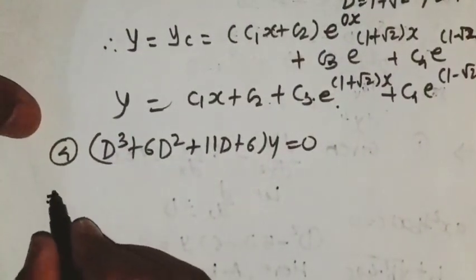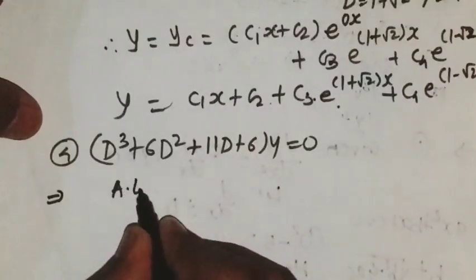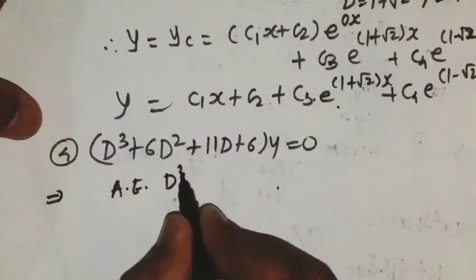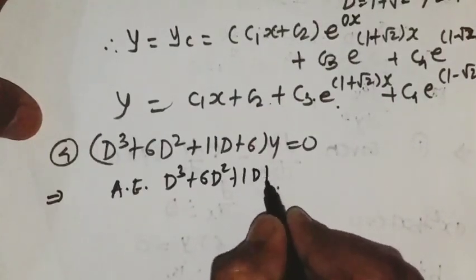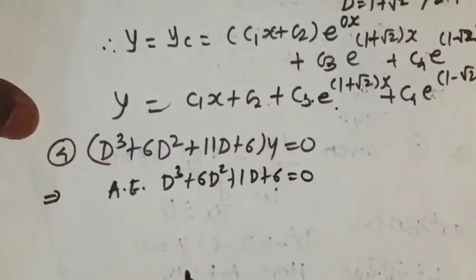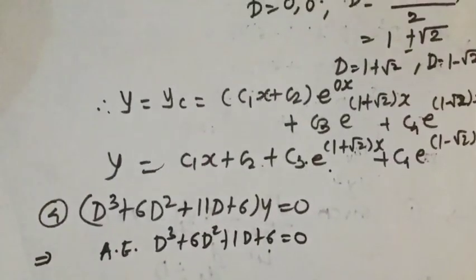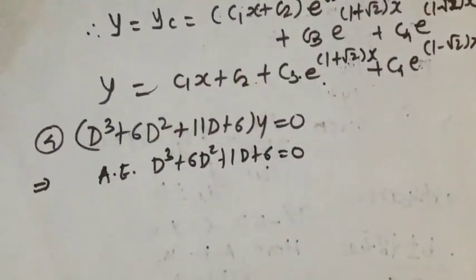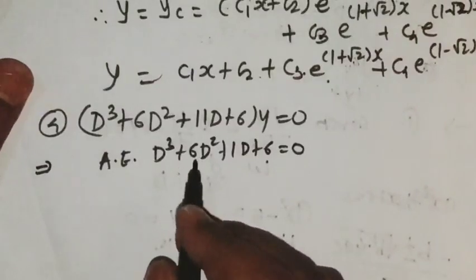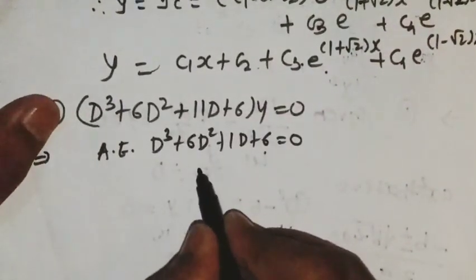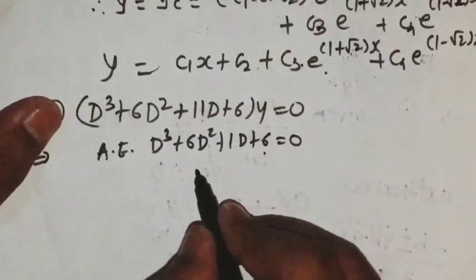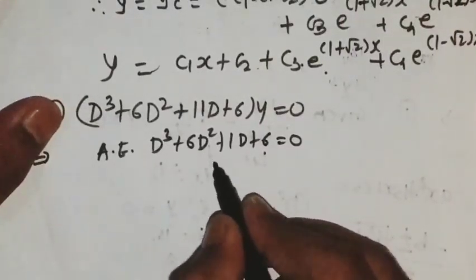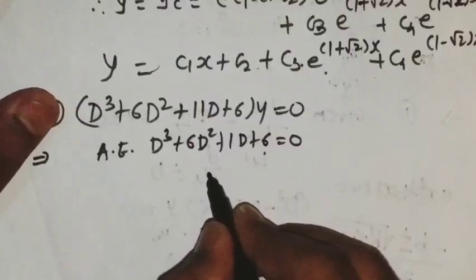Now, if you see the auxiliary equation here, it is a degree 3 polynomial, d cube plus 6d square plus 11d plus 6 equal to 0. Okay. Now, for factorizing this degree 3 polynomial, we cannot do the factorization directly. Whenever we have a polynomial of degree more than 2, if it is factorizable easily, then we factorize, otherwise we use the synthetic division method.